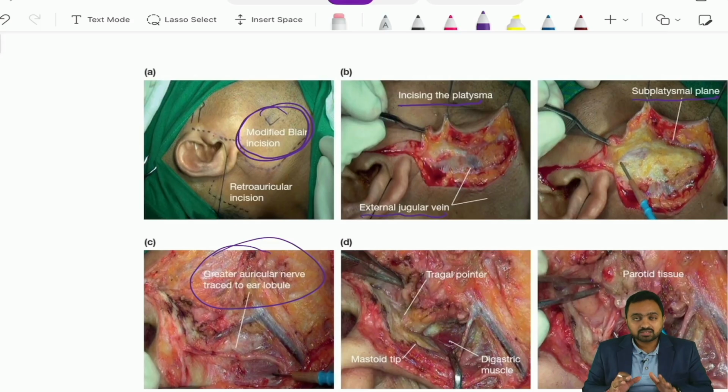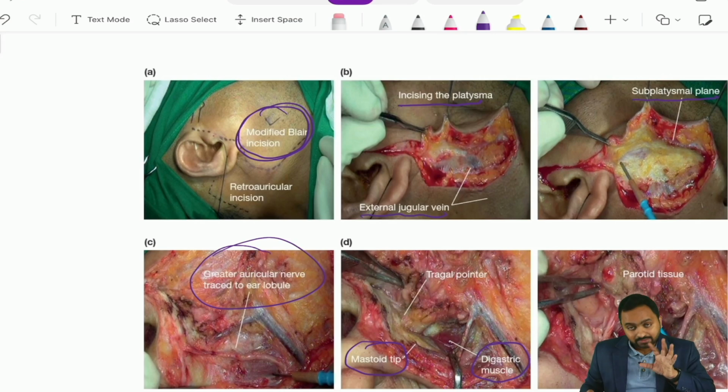Now the main crux in your parotid gland surgery is the identification of your facial nerve. The various important anatomical landmarks include your tragal pointer, or conley's pointer. The facial nerve lies 1 centimeter deep and inferior to it. For the mastoid tip, it lies proximal to it, and for the digastric muscle, it lies on the upper border of the posterior belly of the digastric muscle.